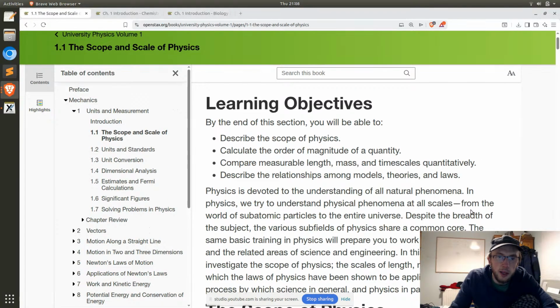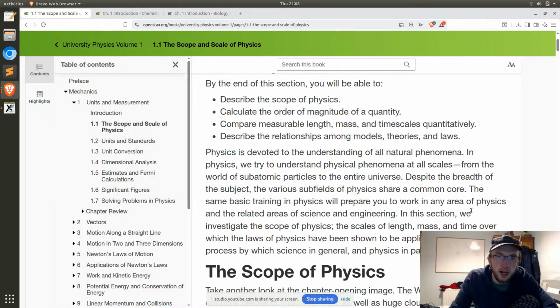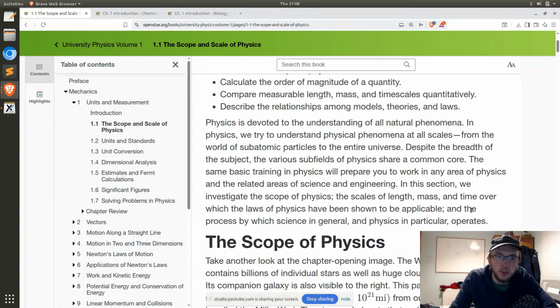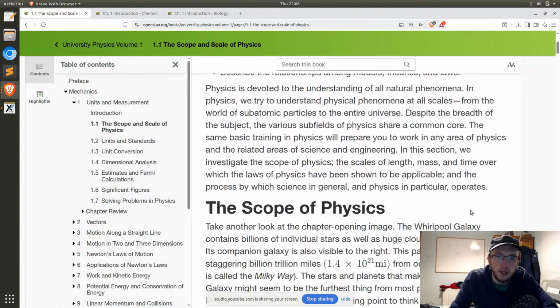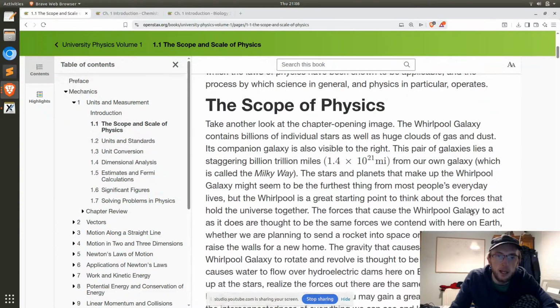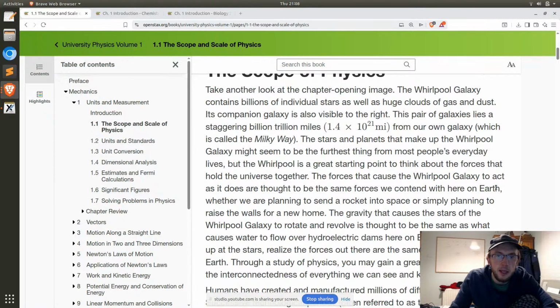Okay, there are the learning objectives. I don't really like to read those so much. I like to just dive in.